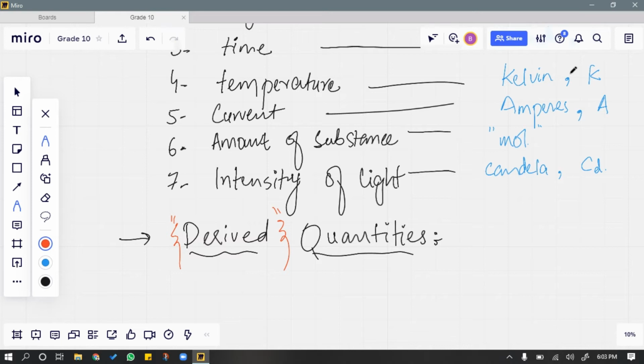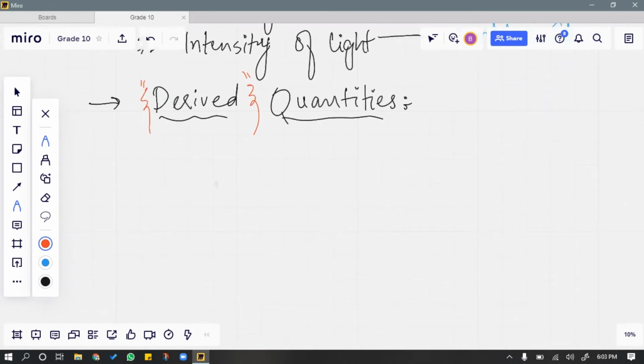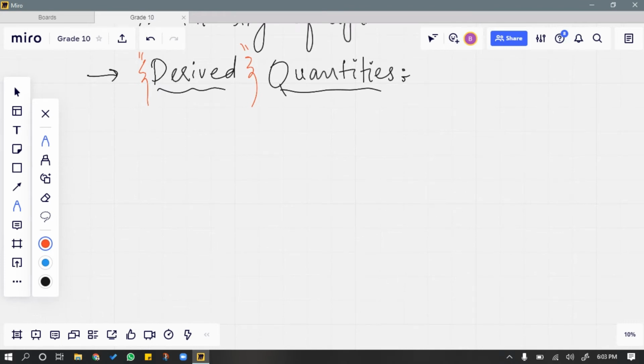A quantity which has been derived from base quantities is known as a derived quantity, or a quantity which has been extracted or made from another quantity. In the case of derived quantities, we are always making them from base quantities. So a derived quantity is a combination of more than one base quantity, or even one derived and another base quantity. A combination of two base quantities or two derived quantities is known as a derived quantity. The best example of a derived quantity is force.